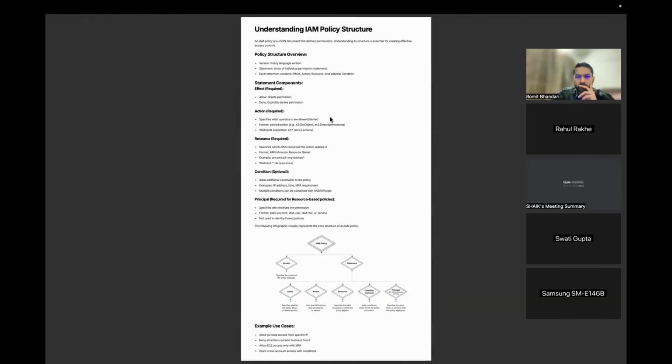Okay, now I think this I already covered. Effect is allow or deny. If it is not allow, it is always a deny at the start. Action is what you're trying to do. Principal is who is doing the action. Condition is what are the additional constraints for the policy to be valid. Okay, and resource is on whom the action is getting performed. That's what we have put in this slide.